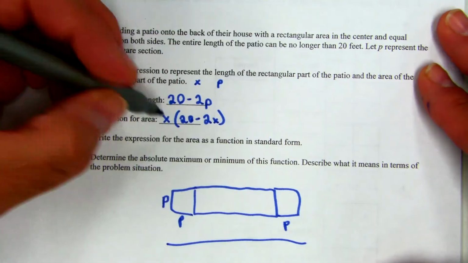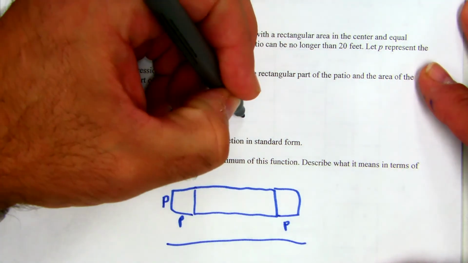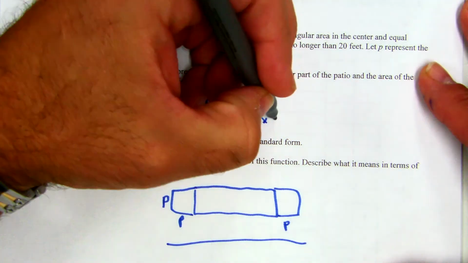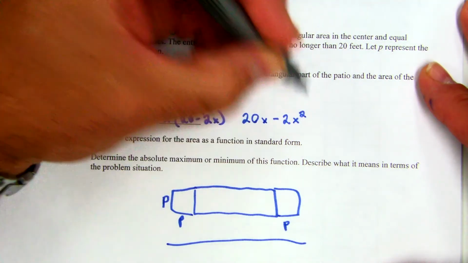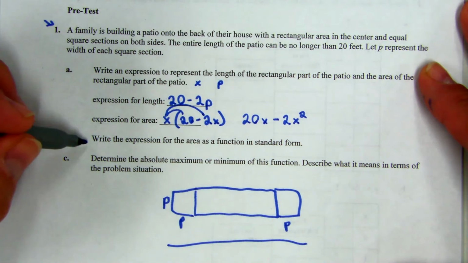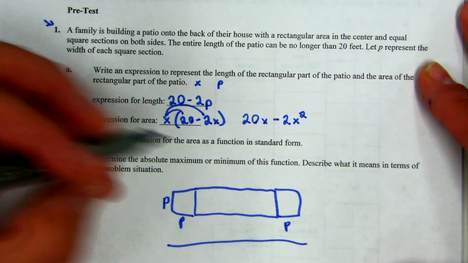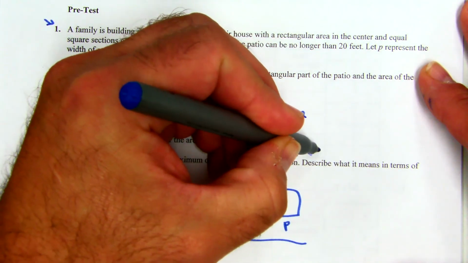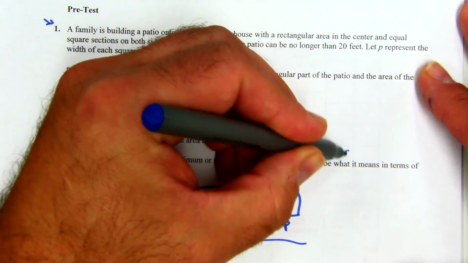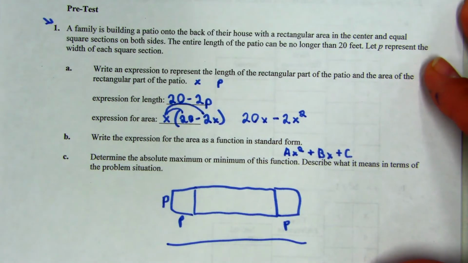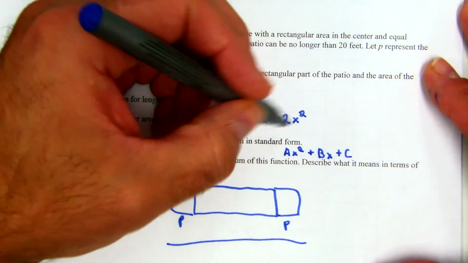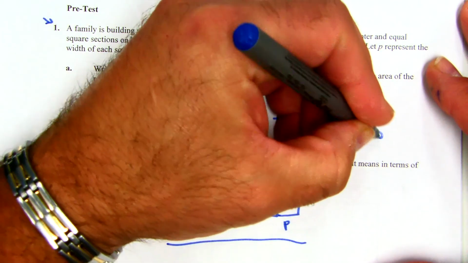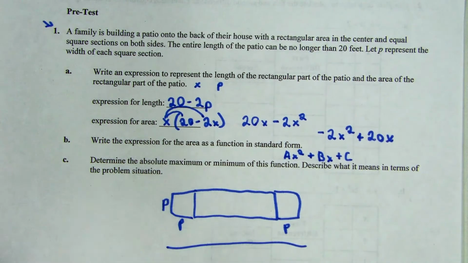Once you have your equation, you go ahead and multiply it out. So it would be x times 20 is 20x. X times negative 2x is negative 2x squared. And then the next part of the problem asks you to write the expression for the area as a function in standard form. Standard form means you have to have the x squared first, followed by the x, and then followed by a number that stands alone. So that means I had to move the negative 2x squared to the front. So it becomes negative 2x squared plus 20x. Okay, and that's it for that part.